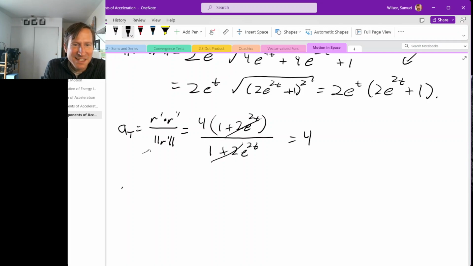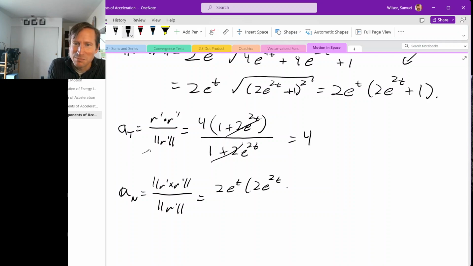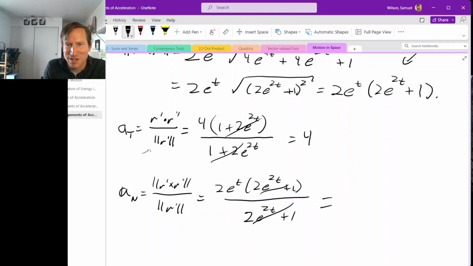Okay, and then the normal component of acceleration, so that's the magnitude of r prime cross r double prime over the magnitude of r prime, which is 2e to the t times 2e to the 2t plus 1, over the magnitude of r prime, which was 2e to the 2t plus 1. And so this cancels that, and we get 2e to the t.